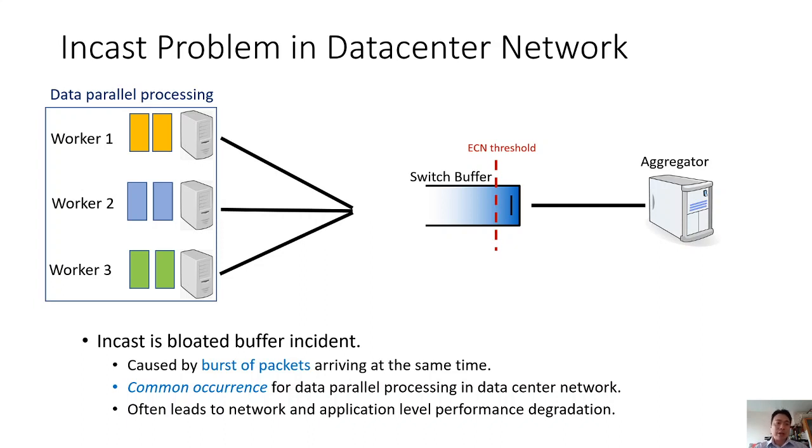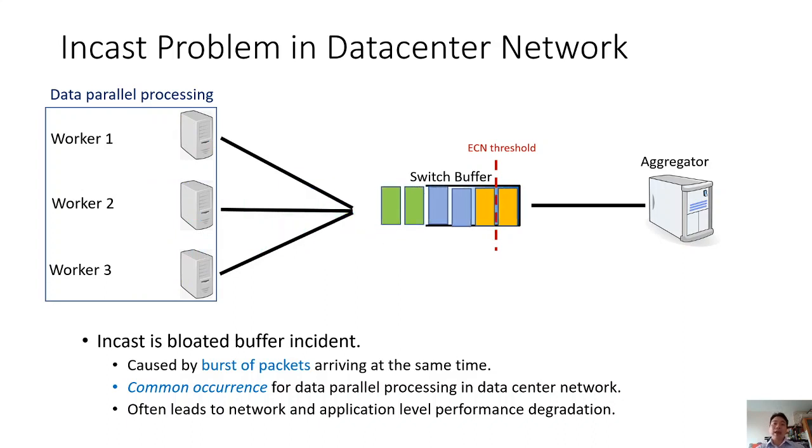We have 3 workers, or 3 servers, that are doing data parallel processing. Imagine if they send data and all packets arrive at the switch buffer at the same time. As the switch buffer becomes filled with packets, those packets that cannot be stored in the switch buffer will be dropped. This is quite a common occurrence in the data center, especially with the presence of data parallel processing applications like MapReduce.